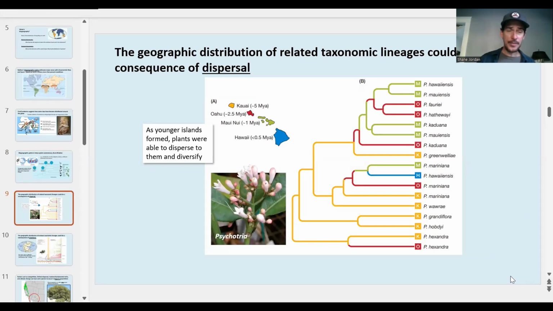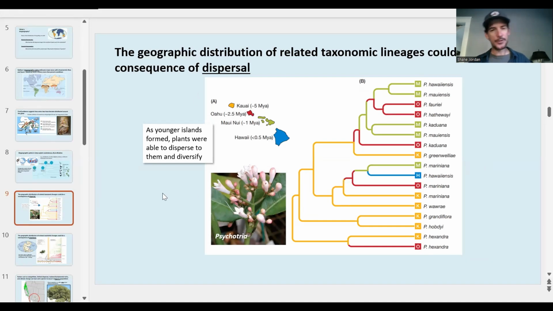There are a couple ways that we think about biogeographical patterns, and that's typically via either the process of dispersal or the process of vicariance. Those terms might sound familiar. The geographic distribution of really closely related taxonomic lineages could often be a consequence of their dispersal. And we see evidence of that with these plants in the genus Psychotria, which are not too distantly related to coffee, on the Hawaiian Islands.